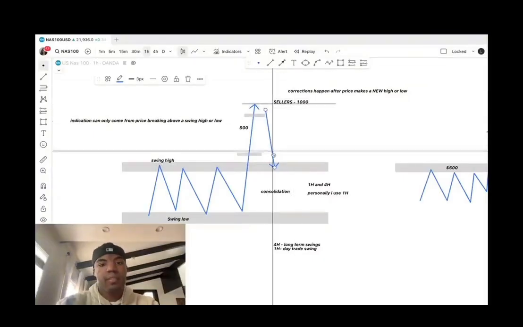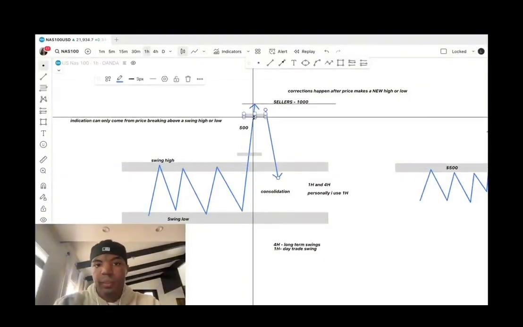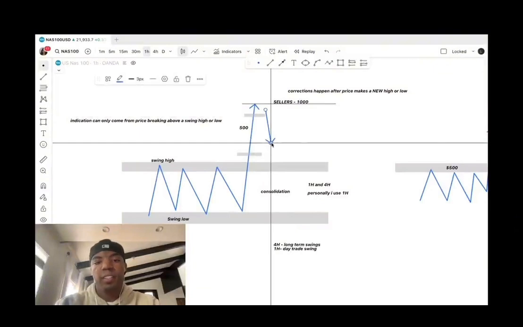So then the correction happens, and normally the correction happens from the initial breakout, because then all stops should be out. So the people up here are liquidated by the time price is halfway. They're mostly liquidated by the time price is halfway.